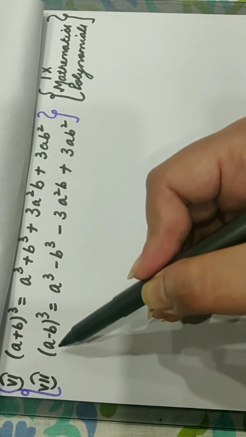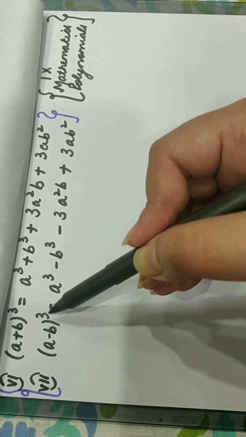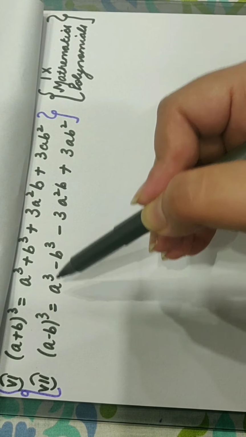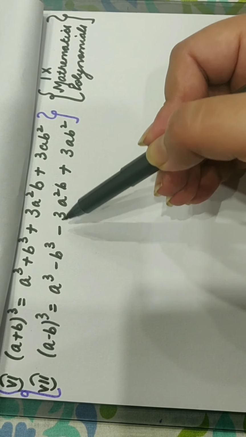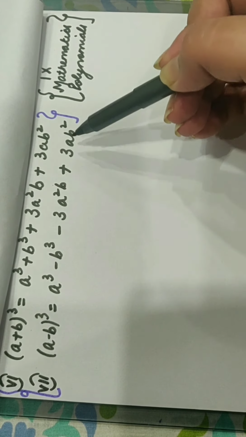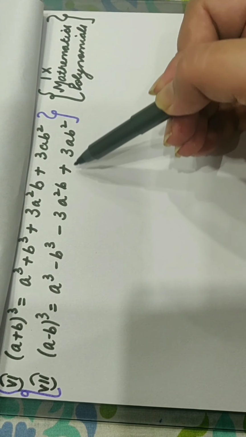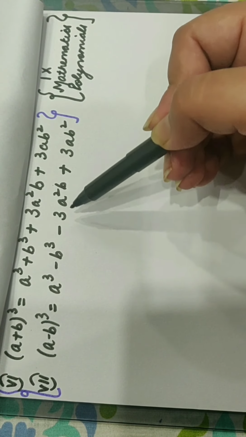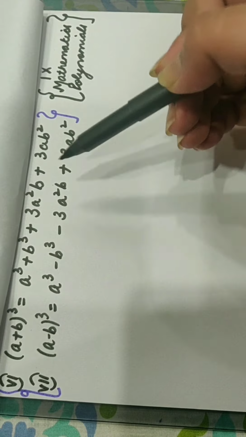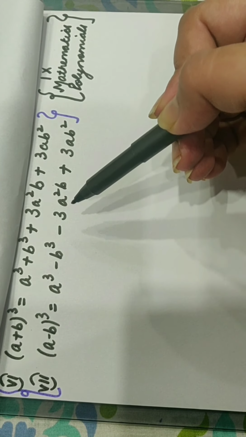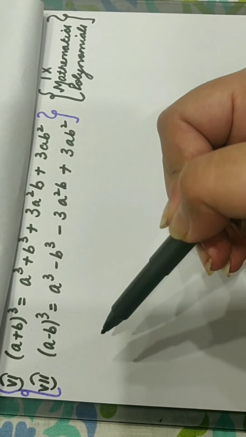Seventh identity is (a - b) whole cube. It is equal to a cube minus b cube minus 3a square b plus 3ab square. In these last two terms, you can also take minus 3ab common. Now let's do a few questions based on these two identities.